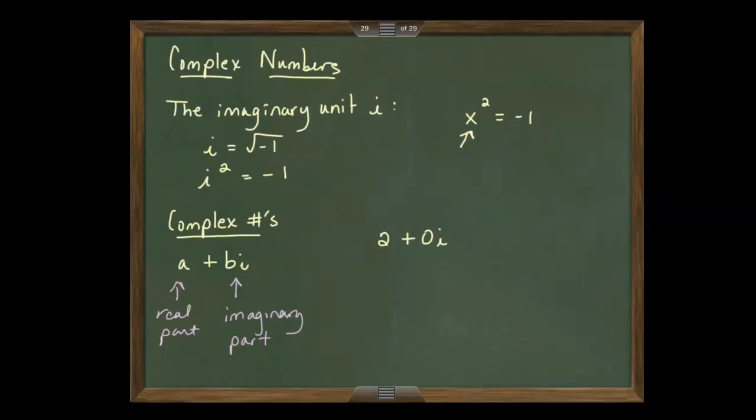You can perform operations on complex numbers, and so we can add, subtract, multiply, and divide complex numbers. So let's look at some examples. 5 minus 11i plus 7 plus 4i. These are both complex numbers, and we know that because they're written in the form a plus bi. Now we're being asked here to add them.